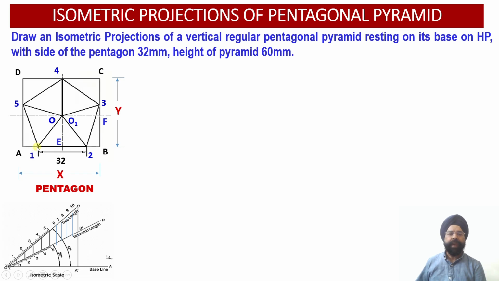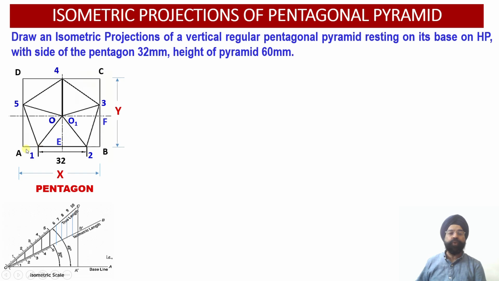Similarly, from point 1, once again an external angle of 72 degree will be drawn, and the edge length 1, 5 will again be equal to 32 millimeter. Thereafter, from this extension line, again the external angle of 72 degree will be drawn, and the edge 4, 5 will be equal to the edge length of the pentagon base, 32 millimeter. Finally, we extend this as a projection line, again draw the external angle of 72 degree, and the edge 3, 4 will be 32 millimeter. Once we construct this pentagon 1, 2, 3, 4, 5, we join it back to 1.